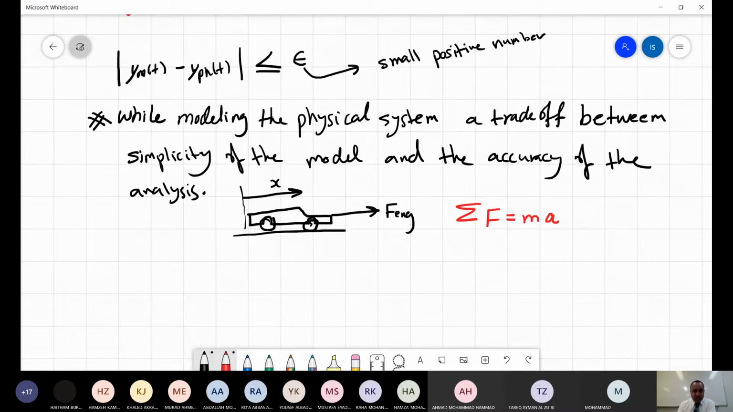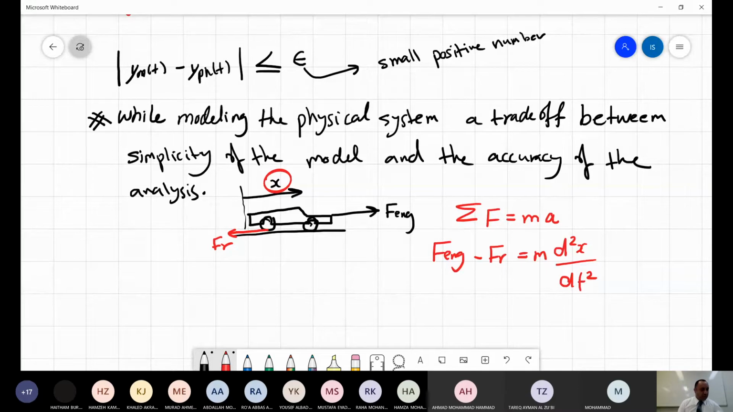And we know that here we have friction, let's say Fr. Then we say that F engine minus Fr will equal the mass multiplied by the acceleration. We know that the acceleration is the second derivative of the displacement, correct? So this will be d square x by dt square.